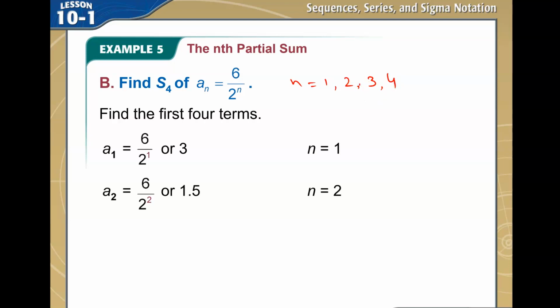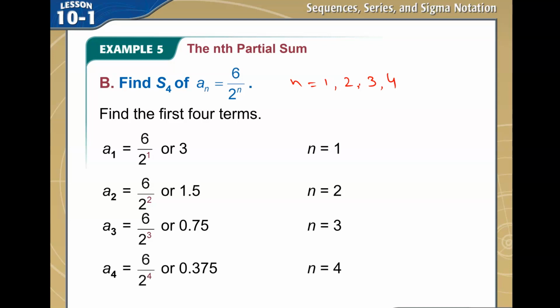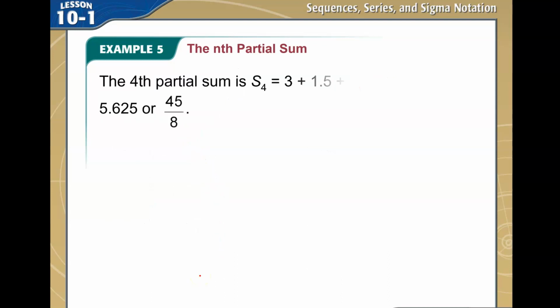Look, when n is equal to 1, the first term is 3, the second term is 1.5, the third term is 0.75, the fourth term is 0.375. Now what is the series? The series will be the sum of these 4 terms, which is written right here. Clear? That's your answer. Simple.